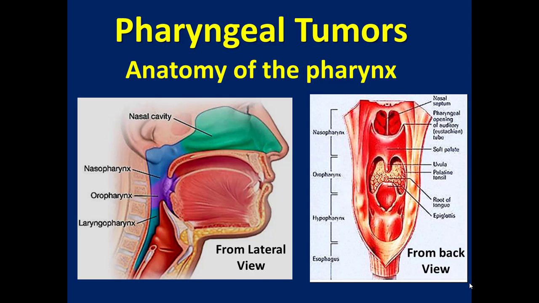First, we're looking at the anatomy of the pharynx. As you see, this is the nasopharynx, oropharynx, and the laryngopharynx. And this is the pharynx. From behind you can see this is the nasopharynx, this is the oropharynx, and this is the hypopharynx.